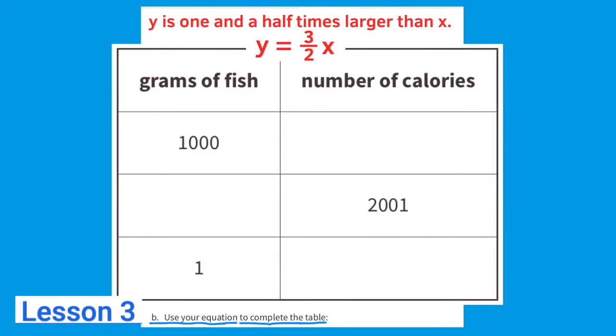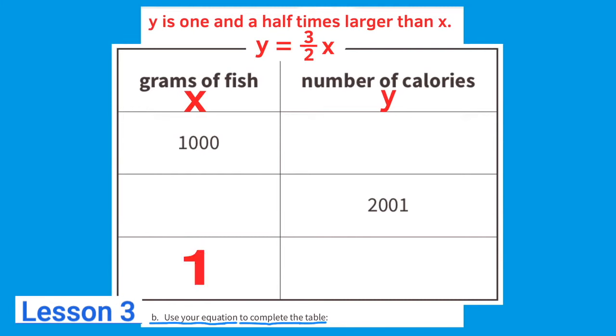B. Use your equation to complete the table. I left the equation and some important information on the very top to remind us. Y is 1 1/2 times larger than x, and the equation is y equals 1 5/10 times x, or y equals 3/2 times x. Remember, grams of fish is x, and number of calories is y. It's the number of calories that will be 1 1/2 times larger than the number of grams of fish.